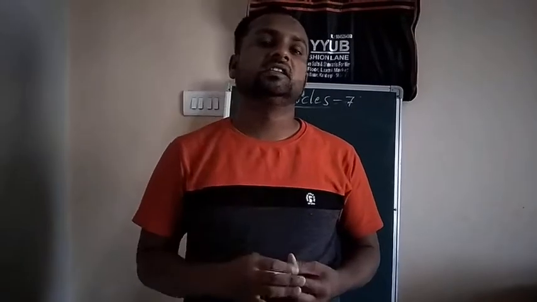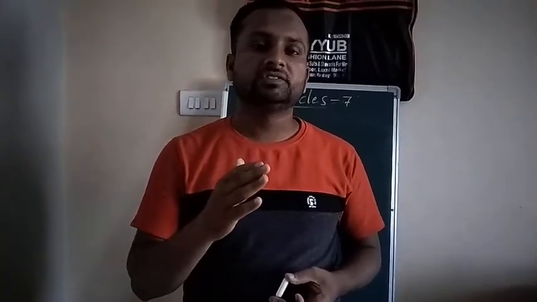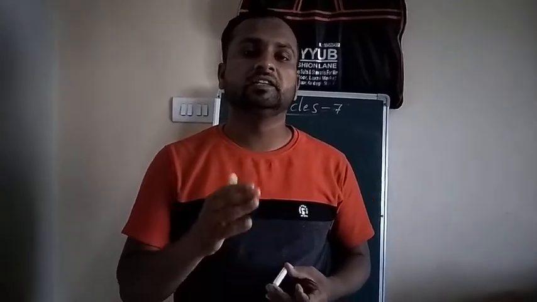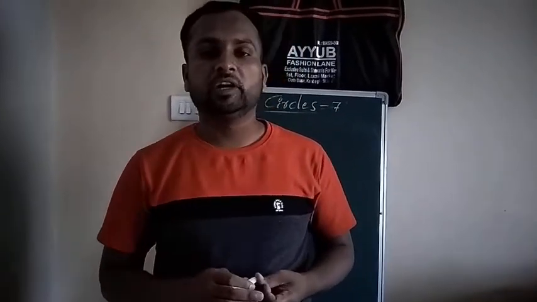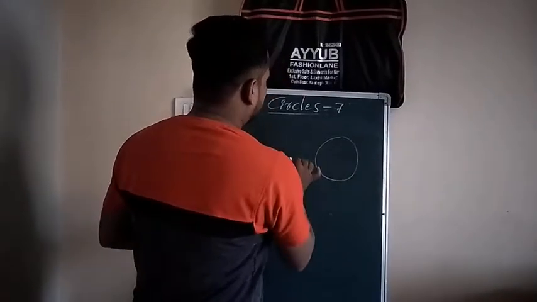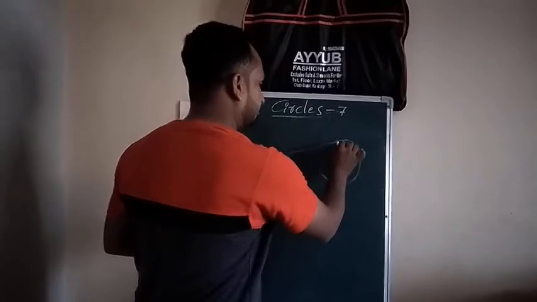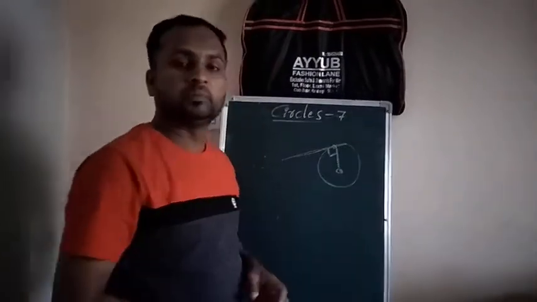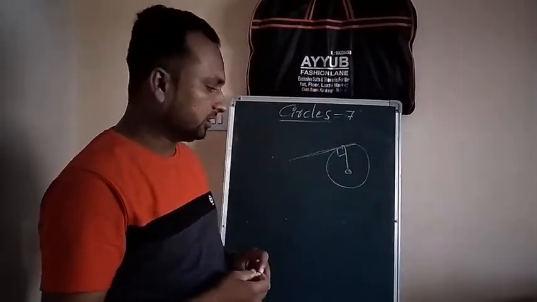Now what it says, theorem number 10.1: the tangent drawn from an external point, the radius of the circle to the point of contact is perpendicular. It means if from a point we draw a tangent to the circle, the radius to the point of contact and the tangent are perpendicular. Now this one you have seen, theorem number 10.1.